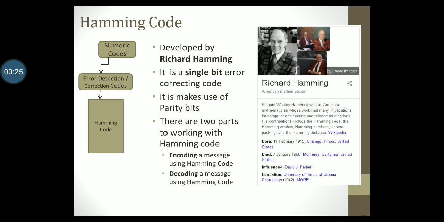There are two parts to working with Hamming code. The first part involves encoding a message using Hamming code, and the second part involves decoding a message using Hamming code. In this video, we will try to understand the second part, that is, decoding a message using Hamming code.